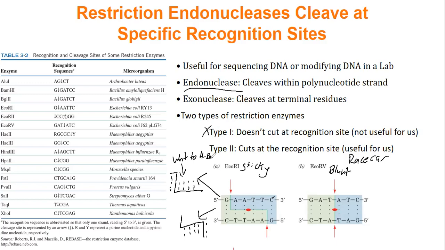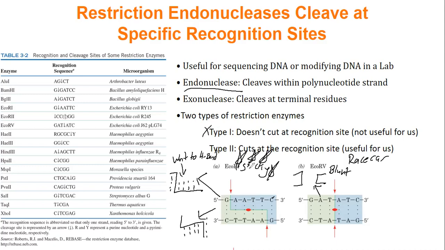While in a blunt end, when you make that cut, you don't have any bases that are overlapping. Everything is hydrogen bonded together still. You just made a cut in the DNA. So generally, when you're doing experimentations, you want the sticky end.